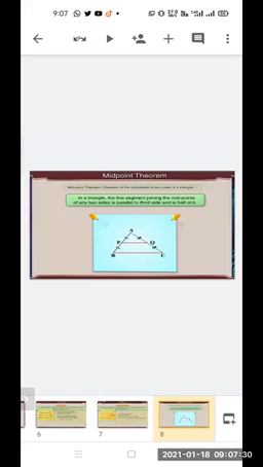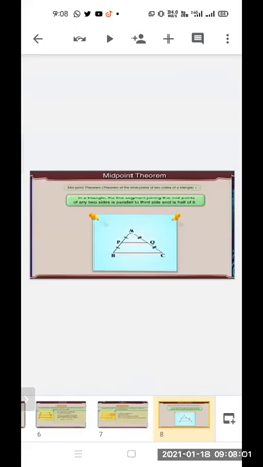So this PQ is parallel to BC and is half of it. PQ is half of BC. Is it clear? Whenever you are solving the question, you have to apply this midpoint theorem. Don't write only "midpoint theorem", you have to state the theorem in the reason. What is the theorem? The line segment joining the midpoints of any two sides is parallel to the third side and is half of it.